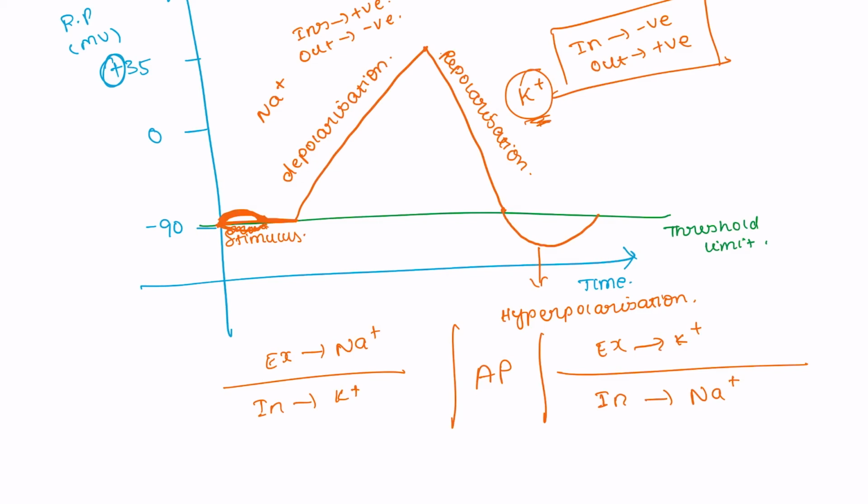So again the cell has to become normal, so the intracellular sodium has to move out and the potassium has to enter in. How will it happen? It's because of the sodium potassium pump. It will pump potassium inside and it will pump sodium outside. Thus the sodium potassium pump helps in maintaining the negative potential inside the cell.